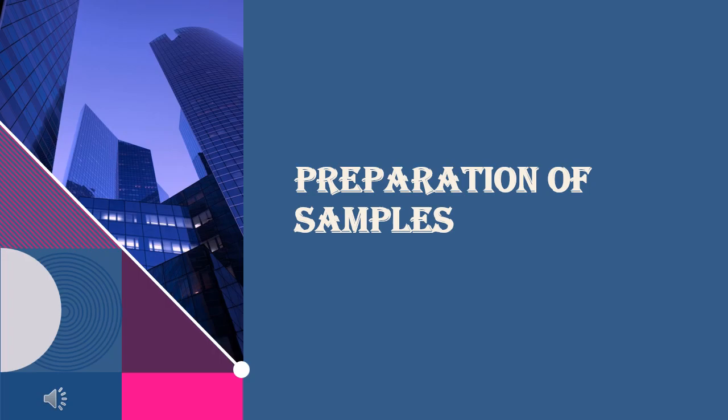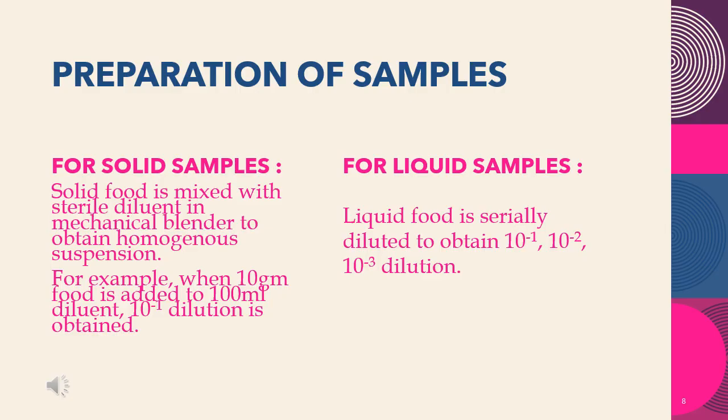Preparation of the samples collected. The preparation of the collected samples is different for solid and liquid foods. Solid food is mixed with a sterile diluent in a mechanical blender to obtain a homogeneous suspension. For example, if you are taking 10 grams of food and you add 100 ml of diluent, then the dilution will be 10 raised to minus 1. And for liquid samples, we can serially dilute them to obtain dilutions like 10 raised to minus 1, minus 2, minus 3, etc.